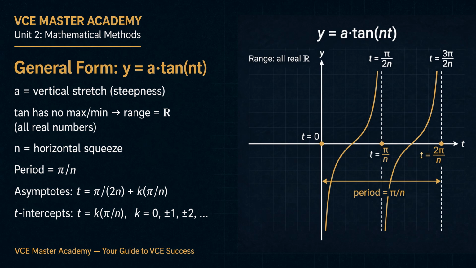The asymptotes, those forbidden vertical lines, sit at t equals pi over 2n, and then every pi over n after that. And the graph crosses the t-axis at t equals 0, pi over n, 2 pi over n, and so on. In short, t equals k times pi over n. Look at the graph on the right. Same tangent shape, just with these labels doing all the work.